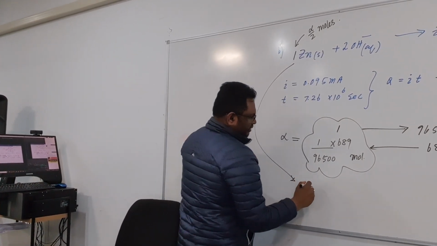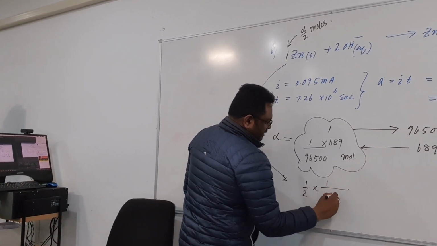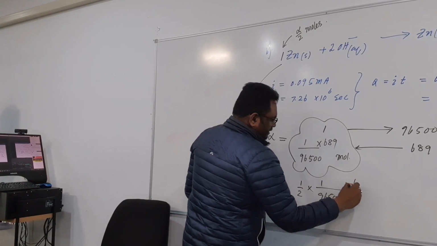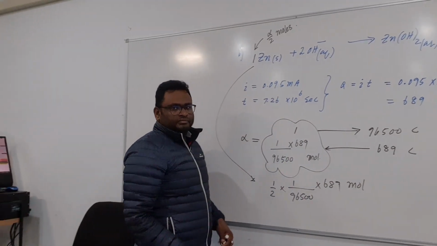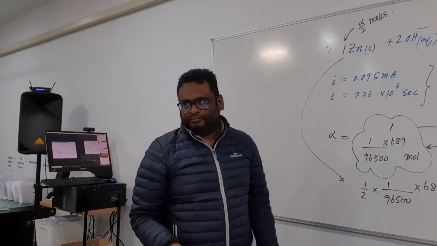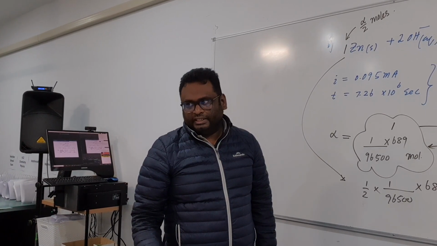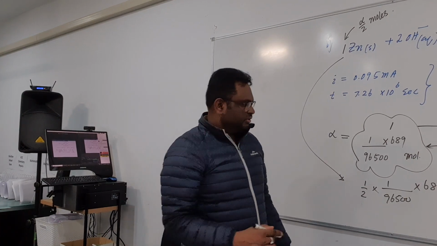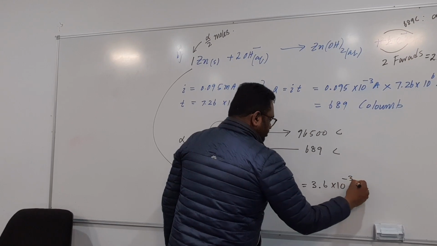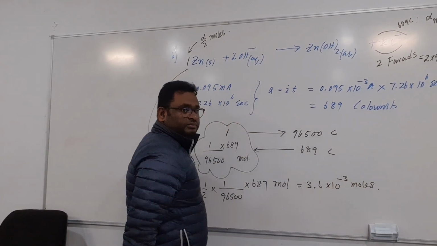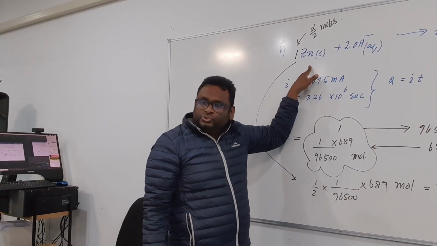So here you get 1 divided by 2 times 1 divided by 96,500 times 689 number of moles. This much of moles you get, 3.6 times 10 to the power of negative 3 number of moles, right? So you need to know how much mass is used, right?